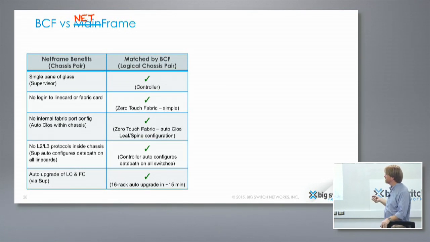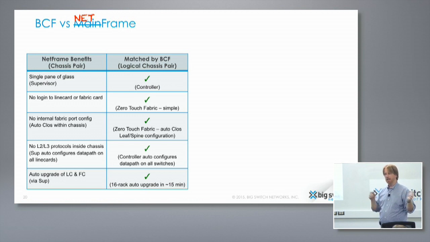Comparison of us versus a net frame, single point of control. Something you don't really think about, and probably take for granted. Your line cards are effectively stateless, meaning that you don't have to manage. There's an operating system on those. There's configuration that gets downloaded to them when you plug them in. We replicate that same thing with our zero-touch fabric.